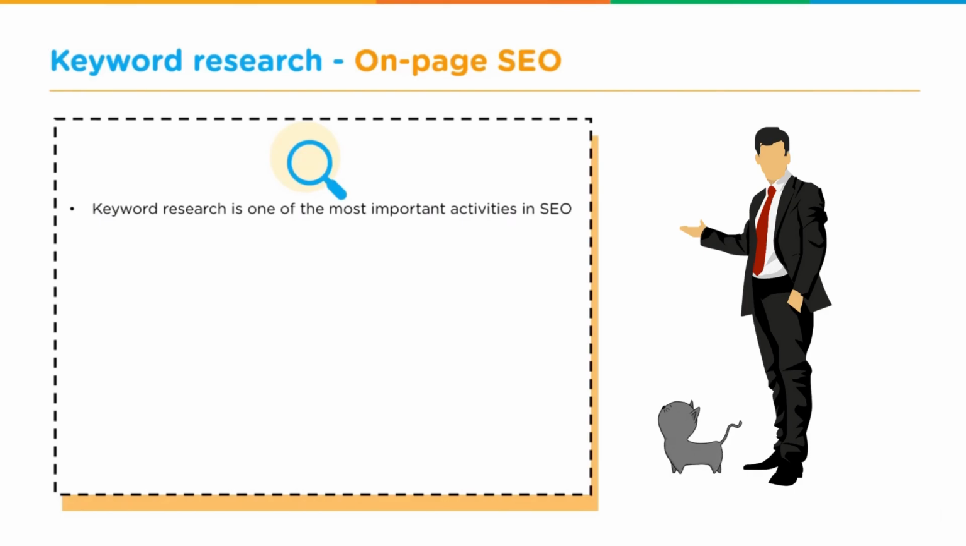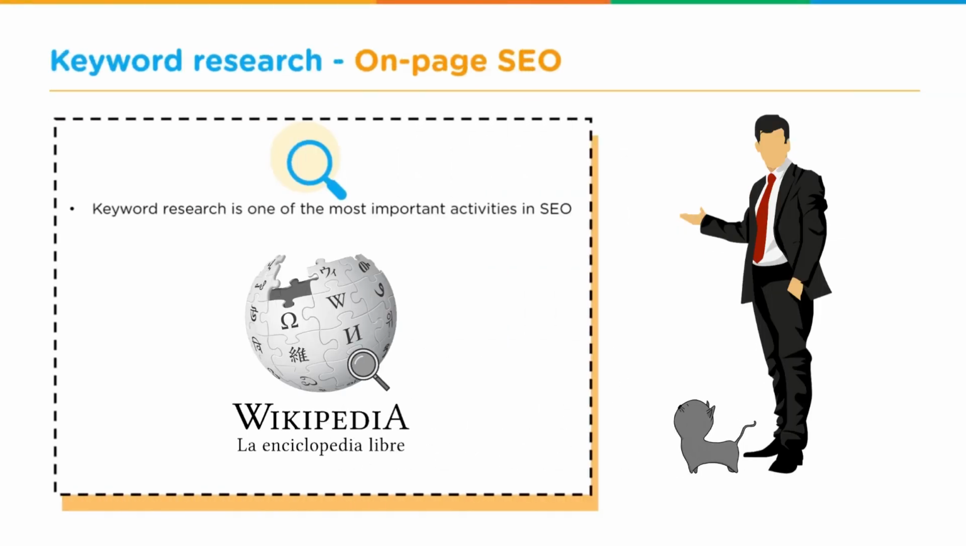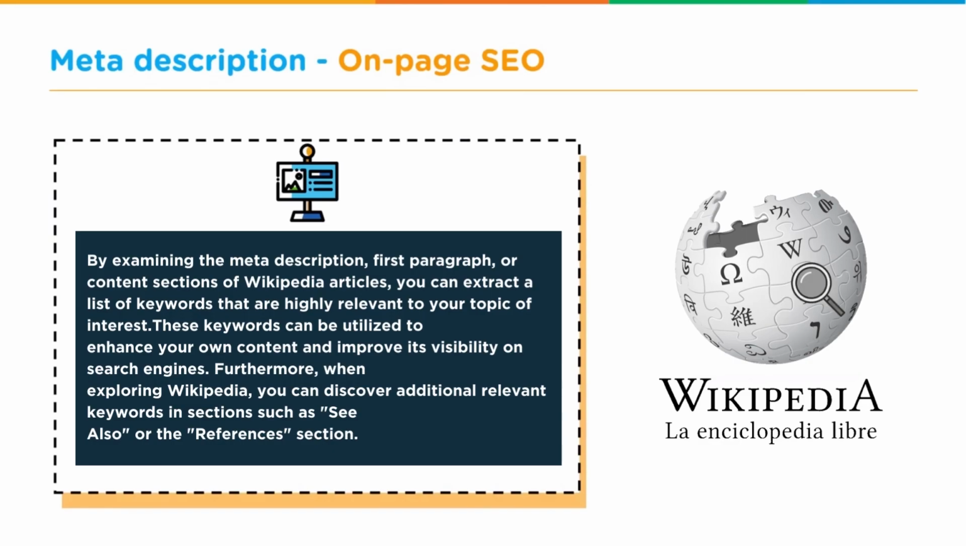Continuing our topic for keyword research, another alternative for this is Wikipedia. Being a comprehensive platform with a vast amount of content, Wikipedia can serve as a valuable resource for identifying relevant keywords in a convenient manner. By examining the meta description, first paragraph, or content sections of Wikipedia articles, you can extract a list of keywords that are highly relevant to your topic of interest. These keywords can be utilized to enhance your own content and improve its visibility on search engines.